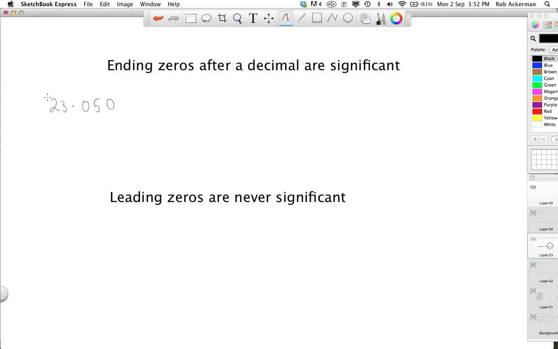Well, that means the 2 and the 3 and the 5 for sure. Here's a 0. It's in between two significant digits or figures, so that counts. Don't worry about the decimal here as far as this 0 is concerned. This 0 falls under the rule of in between other significant digits or figures. But here's an ending 0. It's at the end of a number that has a decimal in it, and therefore they are significant. So this one actually has 5 sig figs.